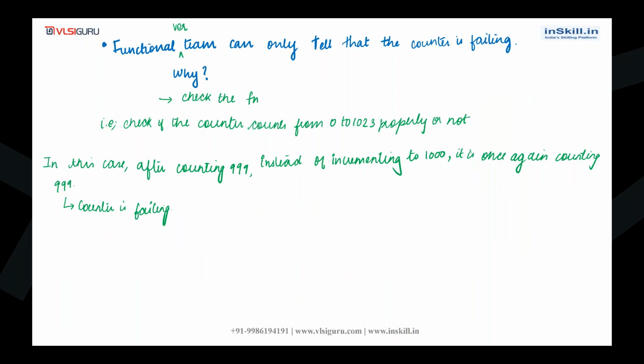So that is what they are checking as functionality. They are checking if the counter counts from 0 to 1023 properly or not. So in this case, what is happening after counting 999? Instead of counting 1000, it is once again counting 999. So that's why we can see that the counter is failing.